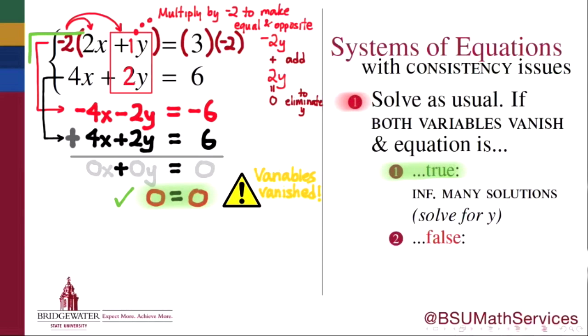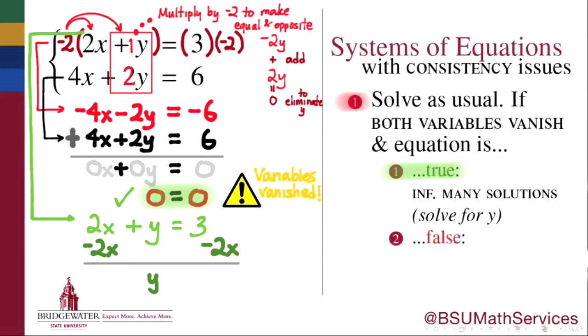To do that, all we need to do is solve one of our original equations to get the y by itself, choosing the original equation 2x plus y equals 3 and subtracting 2x from both sides gives me a description of all infinitely many of my solutions. They are points on the line y equals 3 minus 2x.